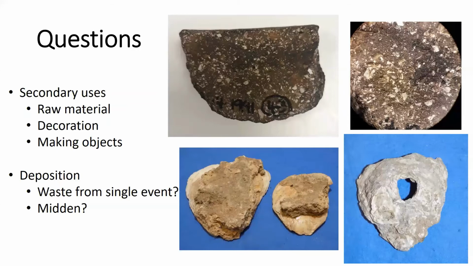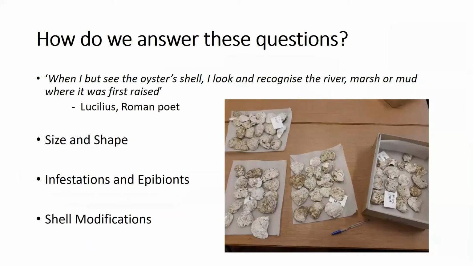So the next thing to think about is how are we actually going to find out the answers to these questions? And the main way we're going to do that is that oysters display a huge variety of variation. And it has been demonstrated that this variation can be linked to characteristics of where the oysters came from and what's been done with them. Even as far back as the Roman period, this was recognized. So we've got a Roman poet who says here, "When I but see the oyster's shell, I look and recognize the river, marsh, or mud where it was first raised."